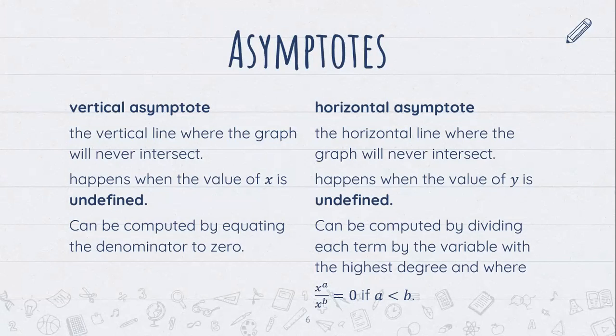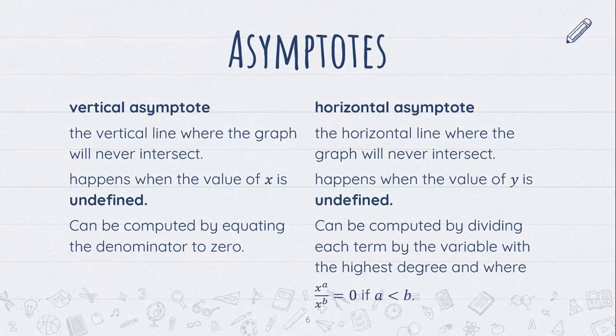Okay? Kailan ba nangyayari yon? It happens kapag ang value ng x natin is undefined. Kasi nga, walang value na nakatumbas si x doon, kaya undefined siya doon. Okay? And kaya may asymptote, kasi hindi nga natin ma-plot yung value ng 3, kaya may asymptote doon sa 3. Can be computed by equating the denominator to 0. Paano hanapin si vertical asymptote? Equate lang natin yung denominator.